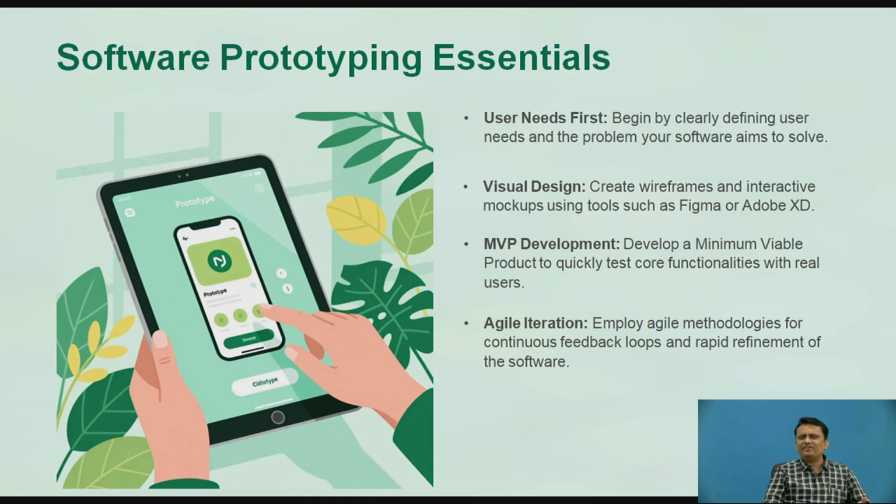If you want to have software prototyping, these are the essential things. First you go through the user needs, then you make some front end and visual design. Then comes the MVP design, the minimum viable product, to quickly test the core functionalities, and then there can be agile iterations and refinements in this particular software prototype.